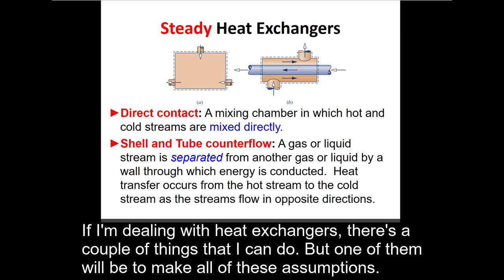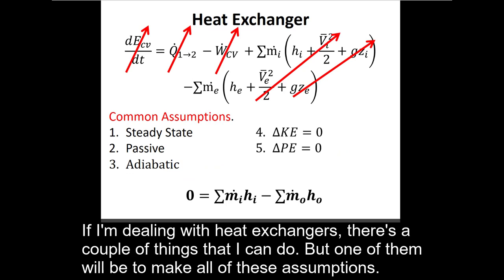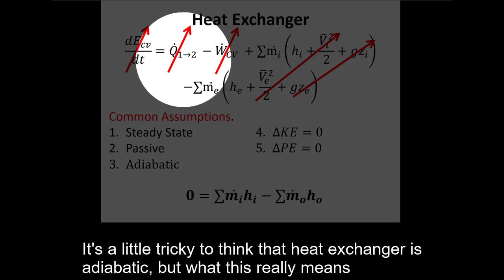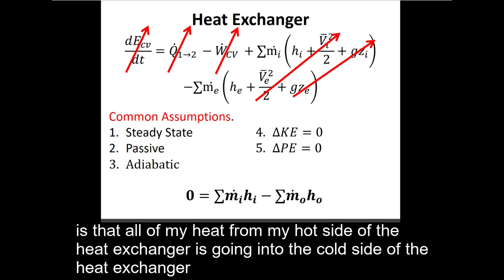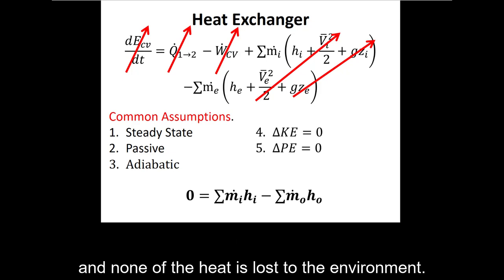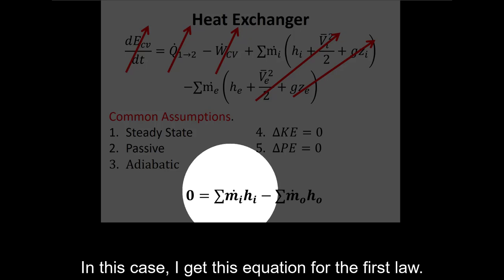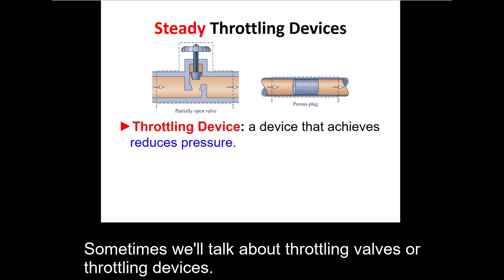If I'm dealing with heat exchangers, there's a couple of things that I can do, but one of them will be to make all of these assumptions. It's a little tricky to think that a heat exchanger is adiabatic. But what this really means is that all of my heat from my hot side of the heat exchanger is going into the cold side of the heat exchanger, and none of the heat is lost to the environment. In this case, I get this equation for the first law.